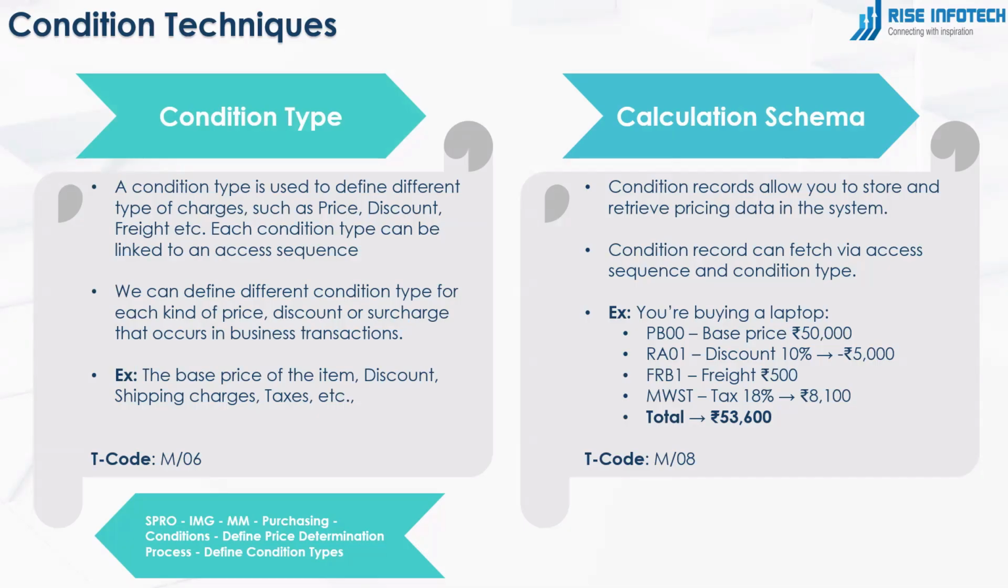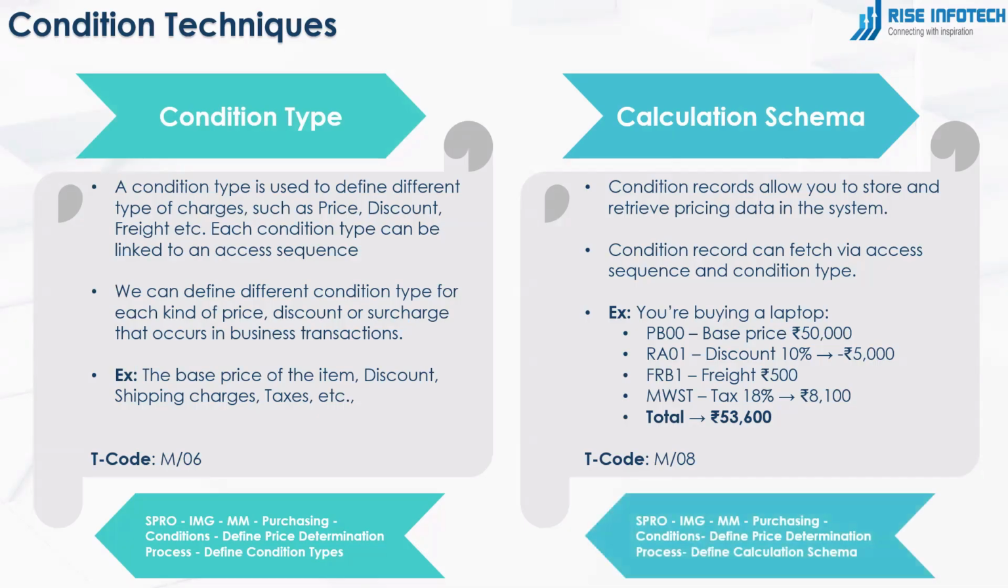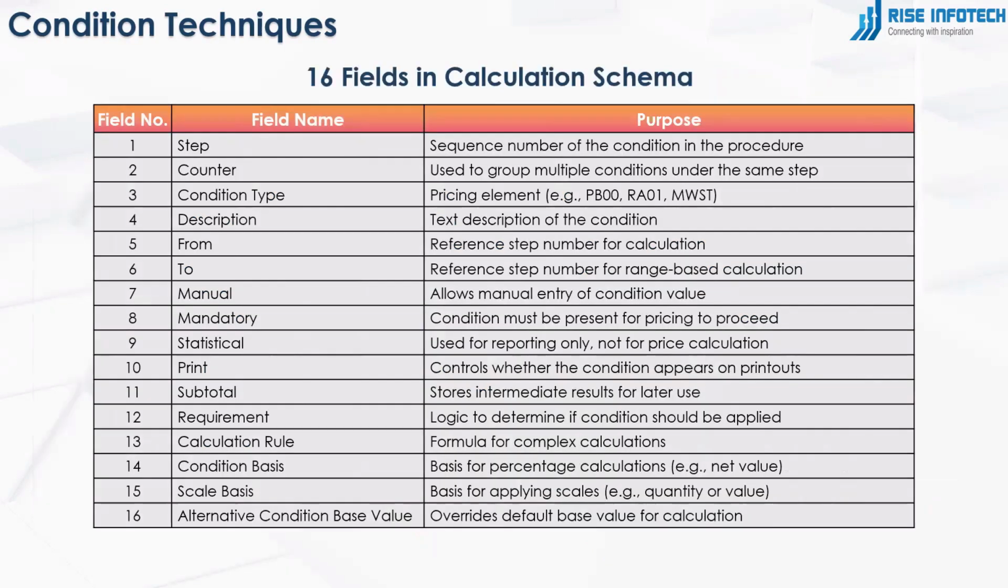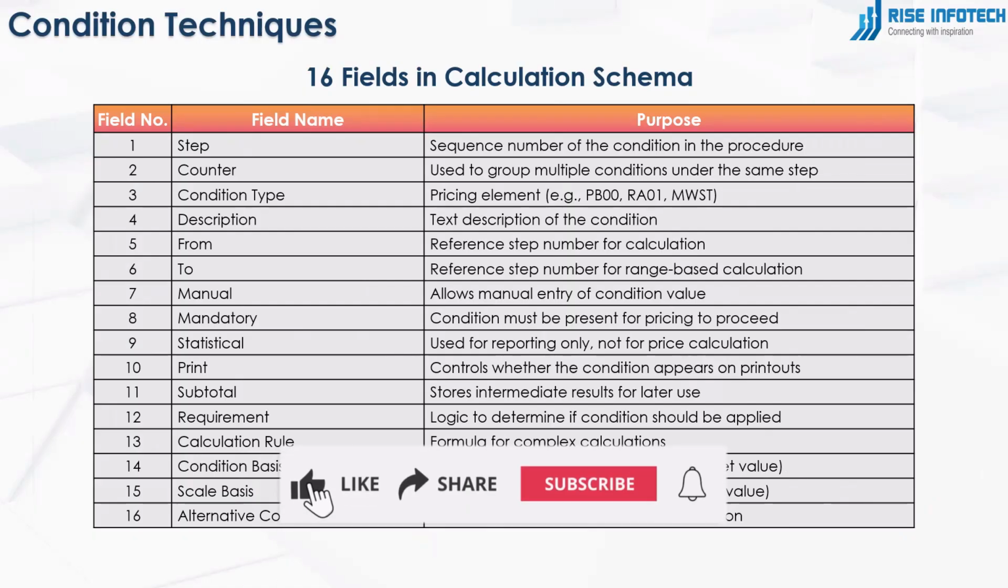So the total price will be adding and subtracting these condition types. And this calculation is called the calculation schema. And the T code used for this calculation schema is M/08. So we also have the SPRO path to define the calculation schema. So there are some 16 key fields in the calculation schema. So the first one is step, then sequence, that provides the sequence number of the condition in the procedure.